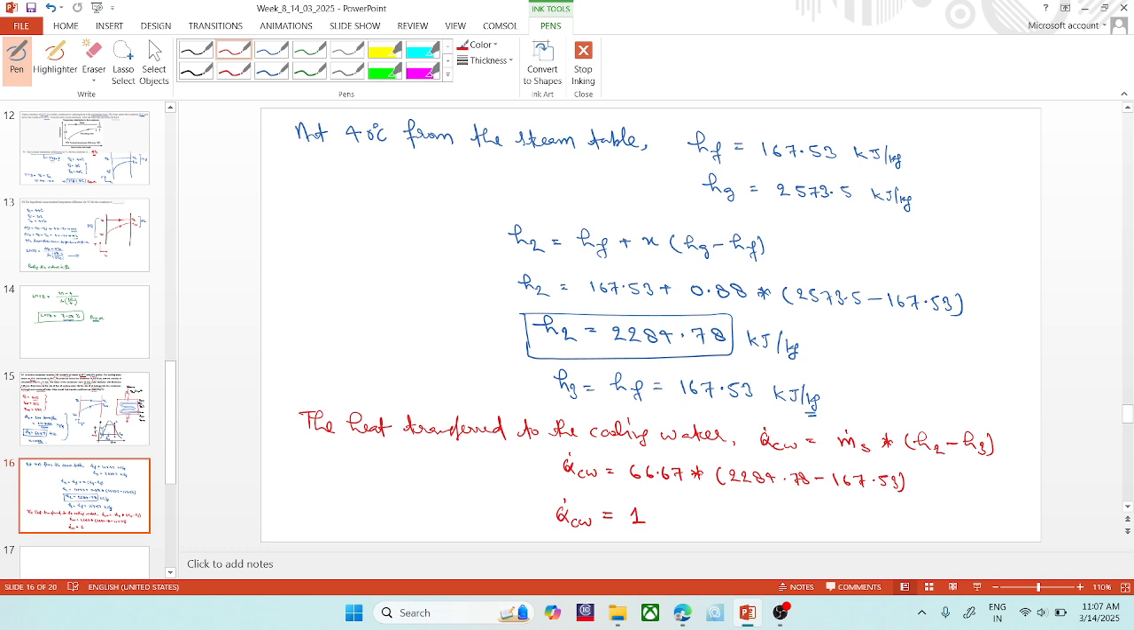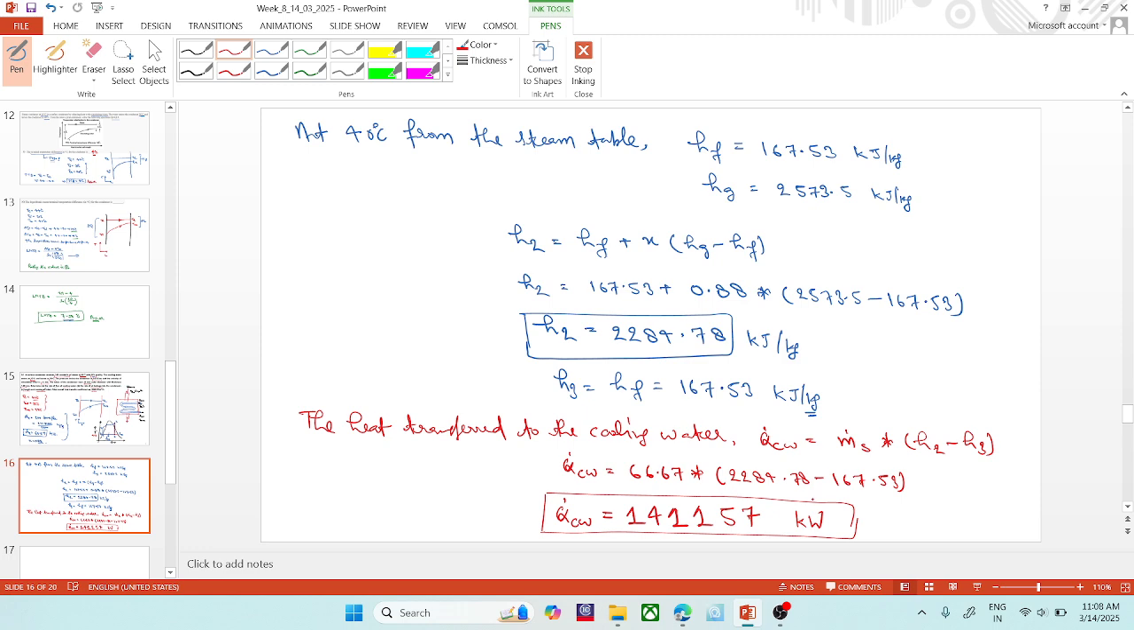Okay, so like this we have determined the heat rejected in the condenser, or we can also say the heat received by the cooling water.